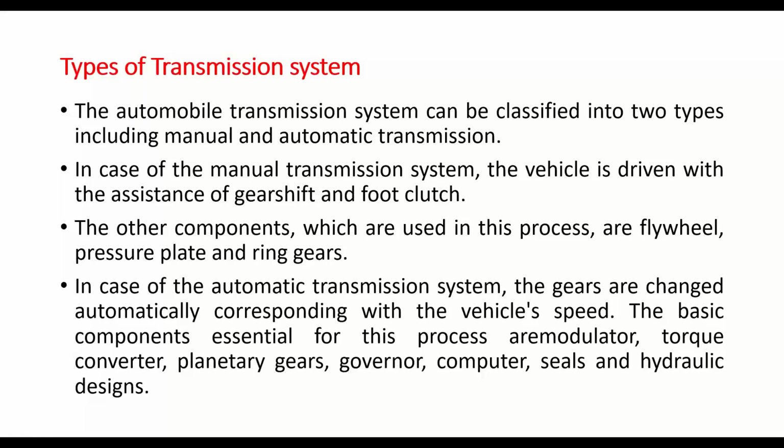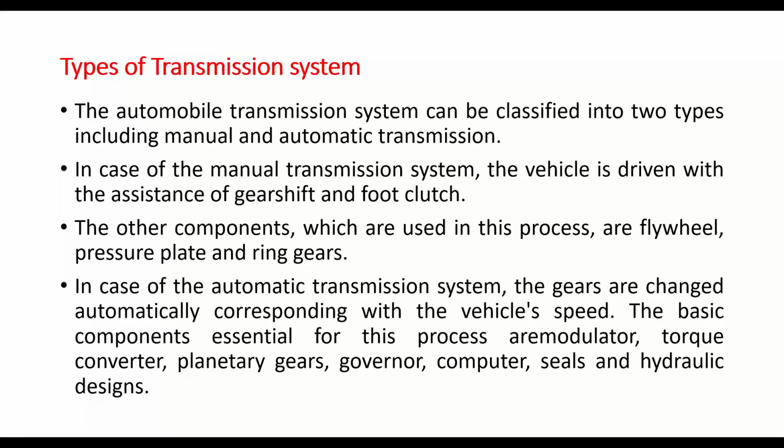So mainly there are two types of transmission system, manual and automatic. In case of manual transmission system, the vehicle is driven with the assistance of a gear shift and foot clutch. There will be a clutch as well. I am talking about this with respect to a four-wheeler. In case of a two-wheeler, there will usually be a hand clutch. A foot clutch will not be there, a hand clutch will be there. The other components required are flywheel, pressure plate, ring gears, clutch, etc.